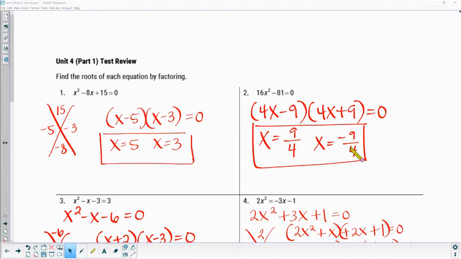Welcome to the Unit 4 Part 1 test review. Today I'm going to quickly go over the review problems that you have for your test.